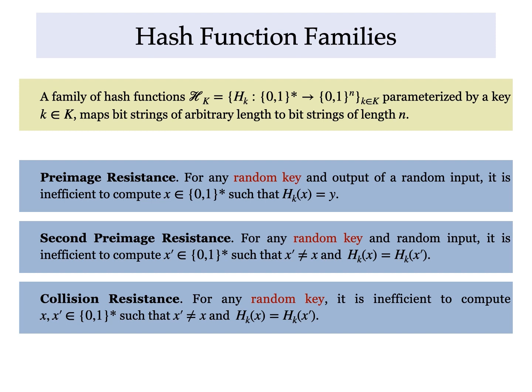The difference between second preimage resistance and collision resistance is that in second preimage resistance, we have one random input, and then we want to compute another input for that. But in collision resistance, we don't need any randomness, and those two x and x prime can be any value.